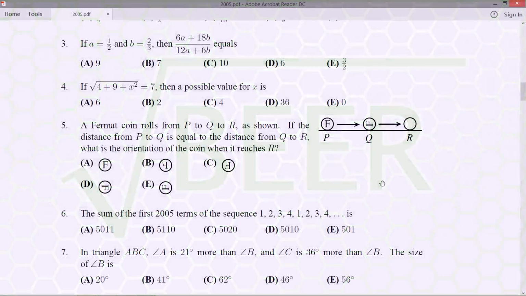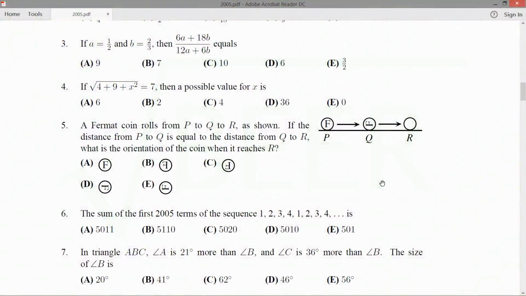We're looking at question number 5 on the 2005 Fermat paper. A Fermat coin rolls from P to Q to R as shown. If the distance from P to Q is equal to the distance from Q to R, what is the orientation of the coin when it reaches R?